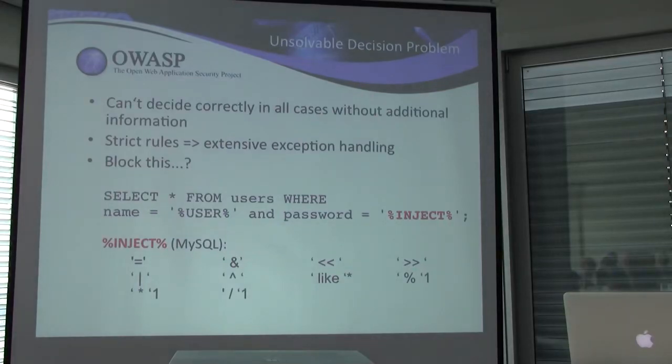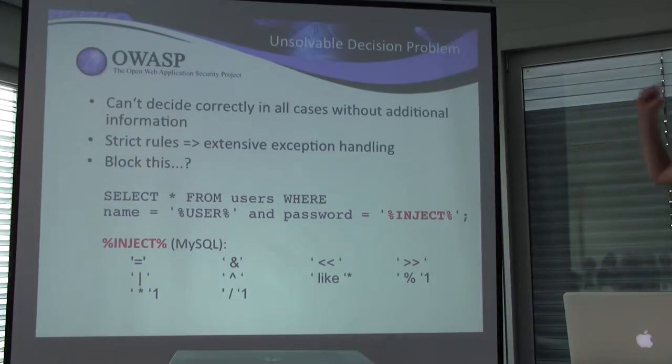Additional information means you don't know the statement, you don't know where the injection can appear, maybe you even don't know which database management system the application is using. So when you have very strict rules, which is quite easy to create, then you need extensive exception handling. And based on this exception handling, it's possible that the overall security of your application is even worse than when you have less strict rules, because most of the arguments are maybe whitelisted.